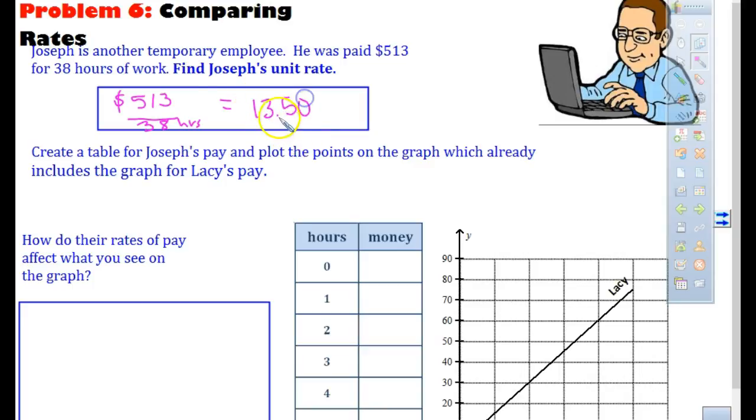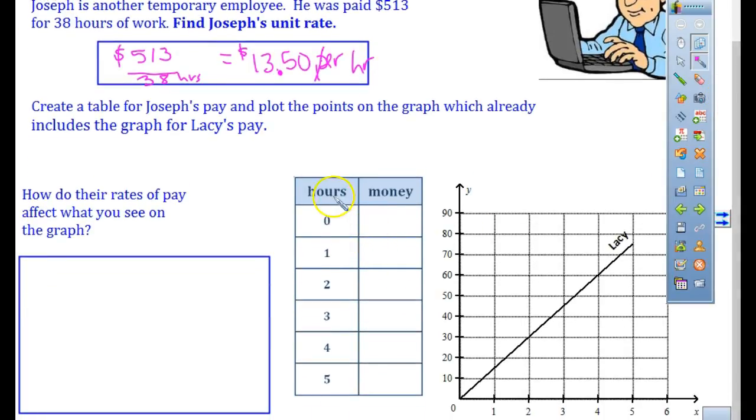$13.50. 13.5, that's our unit rate, $13.50 per 1 hour, right? Now, this line, remember, can be per, or you can write out the per, or you can put per hour, okay? So, we now want to look at making that same table like we did for Lacey, right?